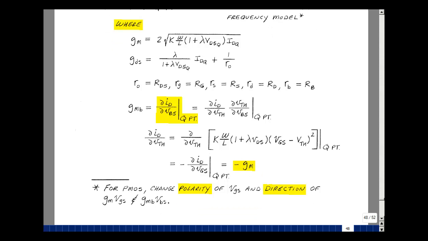Quick note, for the PMOS AC model, we're going to change the polarity of the gate source voltage and the direction of the 2 current sources, like we did in chapter 5. We also will flip the subscripts accordingly.